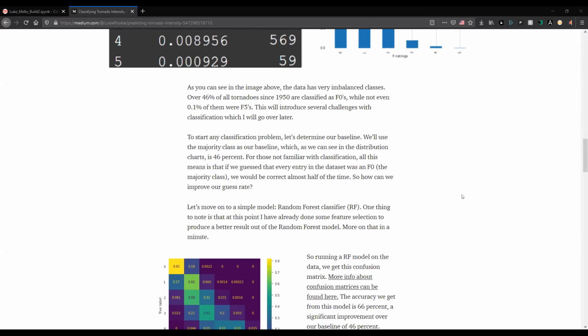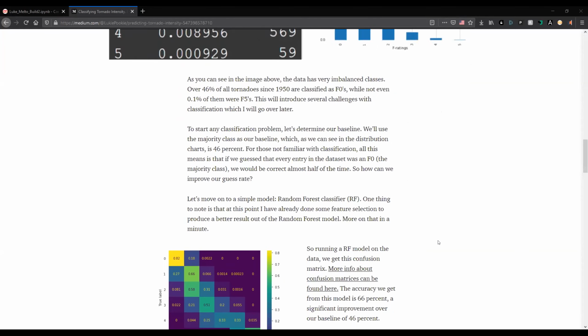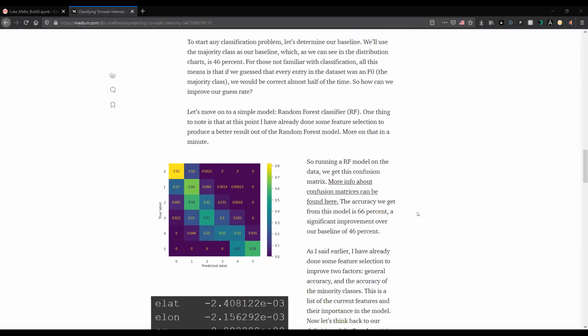So starting off with the baseline, F0 is coming in at 46%. So with these imbalanced classes, if I could beat that, I'd be happy. Starting with my random forest model, I was able to get to 66%, which is a decent accuracy, but as you can see from the confusion matrix, it's just not very good recall. It's not predicting the classes with any certainty at all.